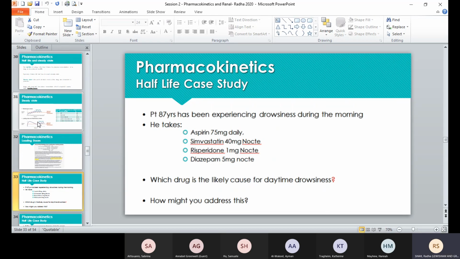So this is a half-life case study. The patient is 87 years old. He's been experiencing drowsiness during the morning. He takes aspirin, simvastatin, risperidone, and diazepam. Which drug is the likely cause for daytime drowsiness, and how might you address this? Out of these 4 drugs, which one do you think would lead to the daytime drowsiness?